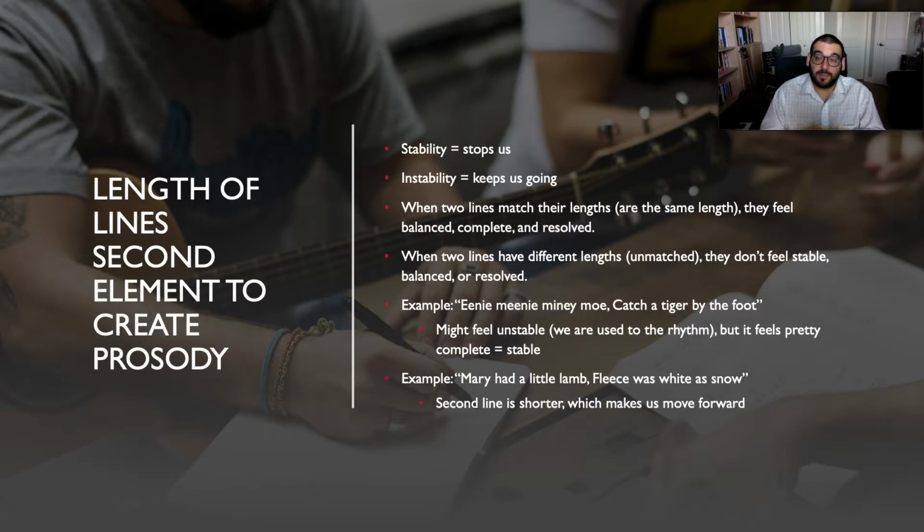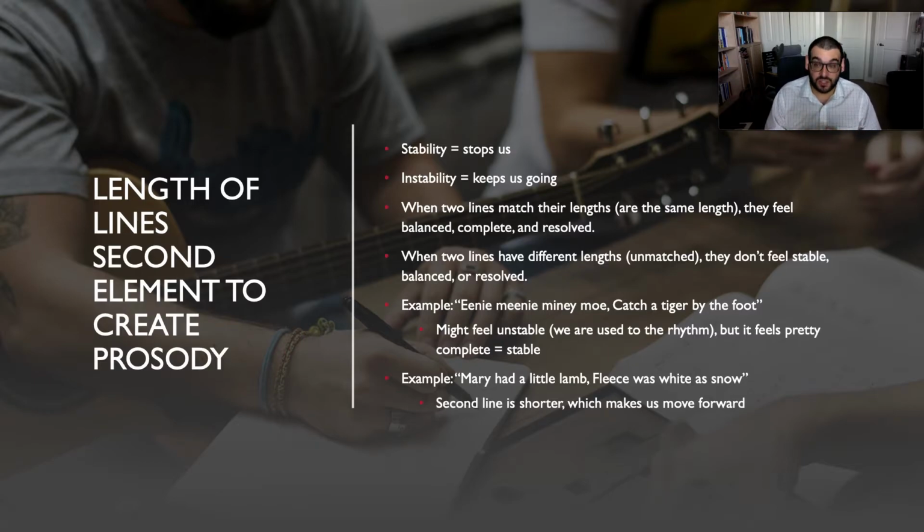Now, when 2 lines match their lengths, we usually feel balanced. When the syllables in each of the lines match up and the length is the same, we feel balanced. We feel complete. We feel that that stanza, that verse, that chorus is resolved. But when 2 lines have different lengths or unmatched lengths, or when one line has a certain number of syllables and the other line has fewer syllables, things don't feel as stable. They don't feel as balanced.